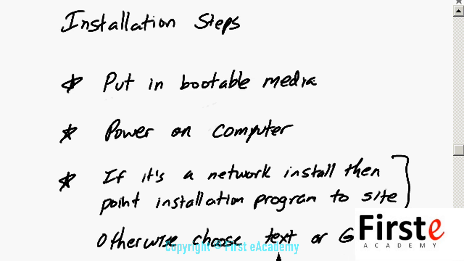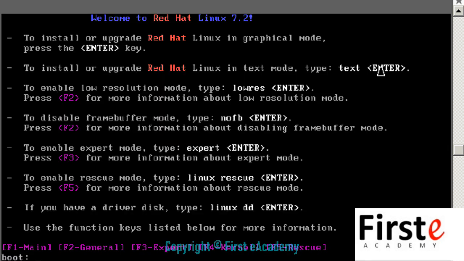You're just going to be able to point and click instead of using the up arrow and down arrow to do selections, that kind of stuff. So let's get started. Once I put the CD into my computer and I power it on, this is the very first screen that I see. If I want to install Red Hat Linux in graphical mode, I can just hit enter here.